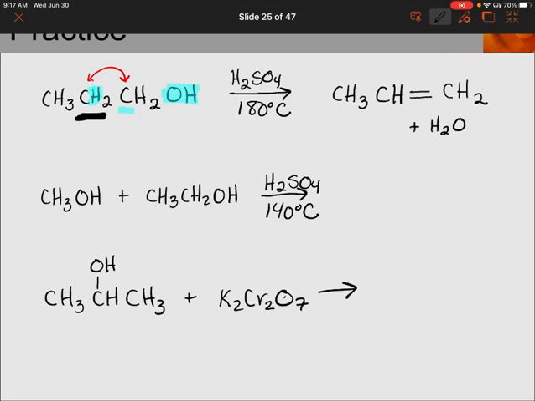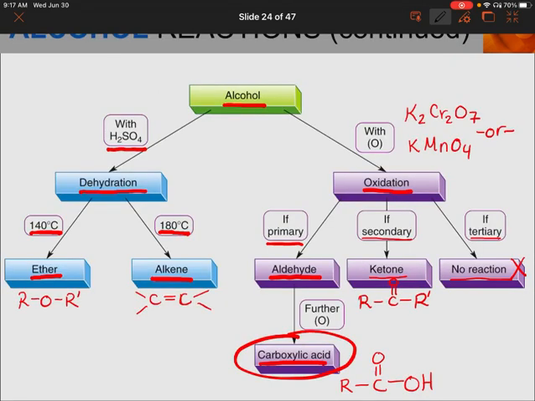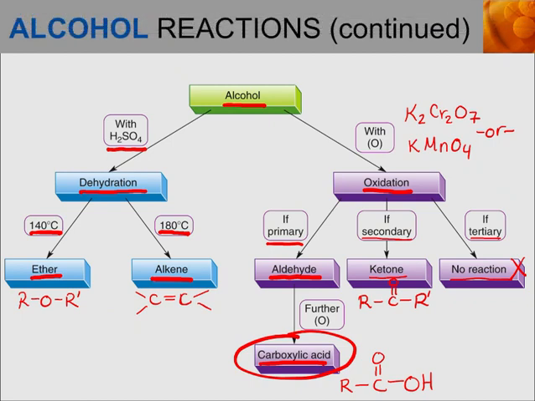Let's look at the second reaction. This one, we've got two alcohols and we've added sulfuric acid at 140 degrees Celsius. So let's go back to our chart. If we're adding sulfuric acid, that means we're going to the left. We're performing a dehydration reaction, and the temperature was 140 degrees Celsius, so that means we're forming an ether.